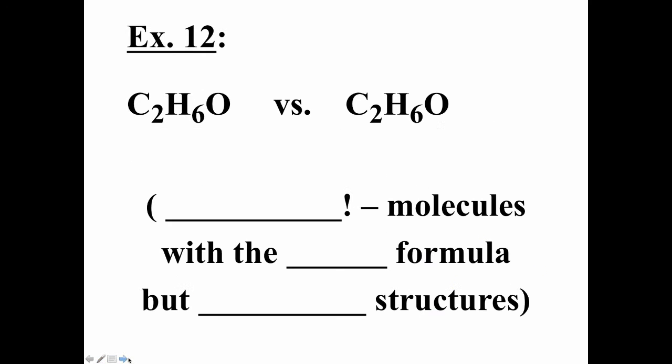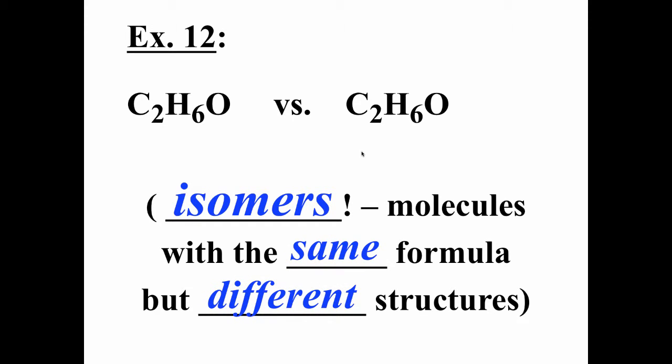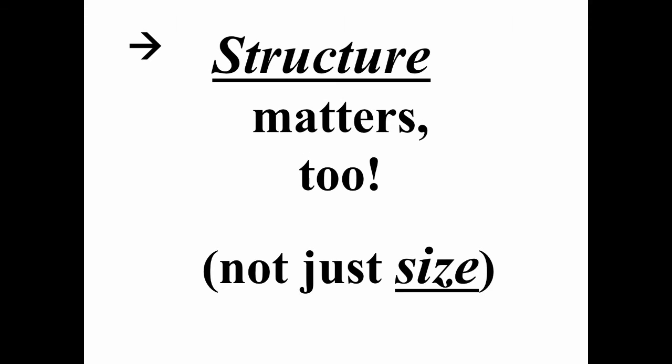So what we have here is what's called isomers. C2H6O is a formula that has two different possible structures, and that's what isomers are, molecules with the same formula but different shapes. And because of the different shapes or different structures, they have different properties. So structure matters as well, not just size in terms of molecules.